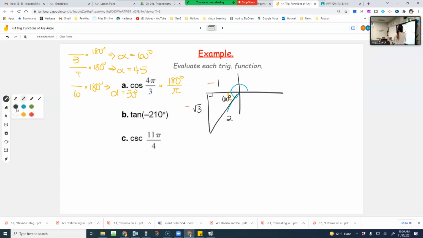Soh-cah-toa. What do you need? You need cah. What is cah? Adjacent. Wouldn't that be -1/2?